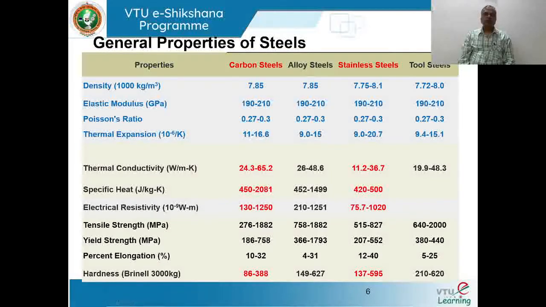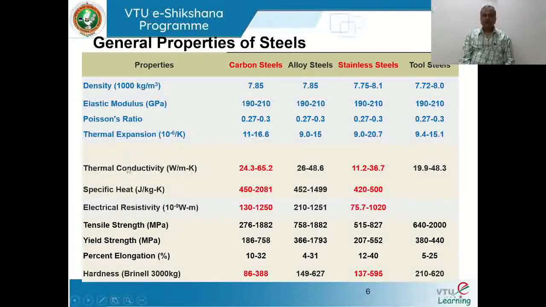There are many other mechanical properties of steel. As you can see here, the thermal conductivity as expressed by this particular formula, the specific heat, electrical resistivity, tensile strength (in fact, if you have seen in the previous slide also, it varies as a function of the composition), yield strength, percentage elongation, and hardness. So these are all the other mechanical properties of the steel.